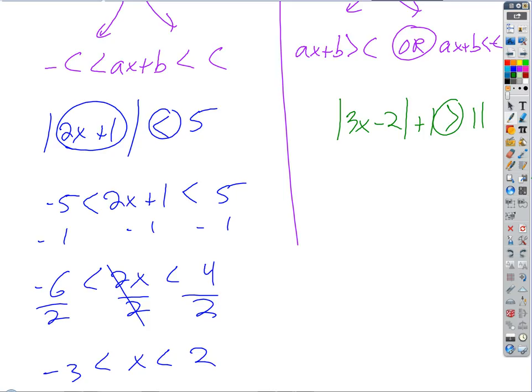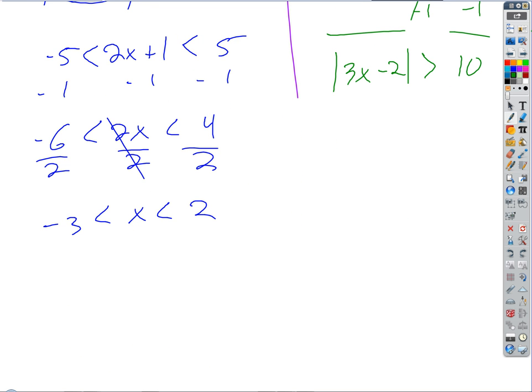Yeah, good. I've got to get the absolute value part by itself first, just like we did with the equation. So if I subtract 1 from both sides, then I'm going to get the absolute value of 3x minus 2 is greater than 10. Now that looks right. Now I've got the absolute value of an expression is greater than 10. And so what's that going to be? If I have an absolute value of an expression is greater than a number, is that and or or? That's or, right?